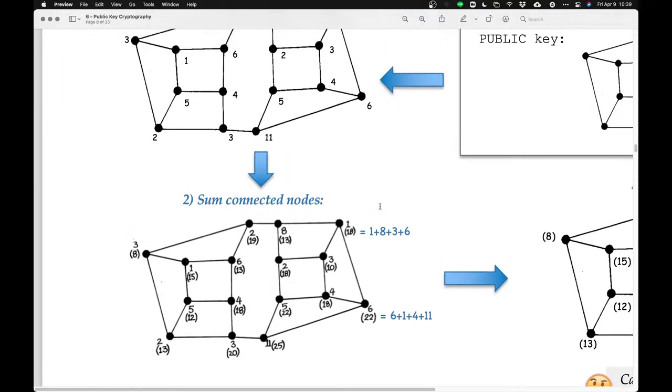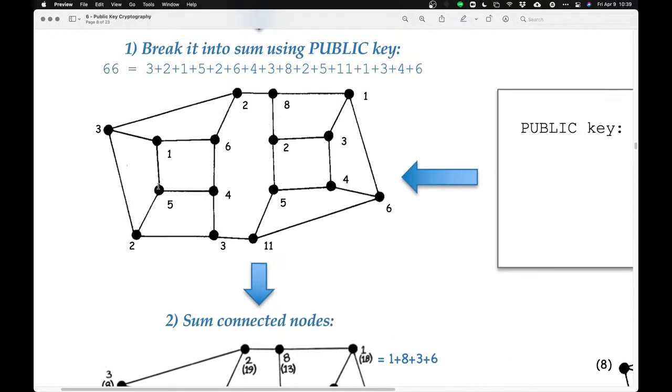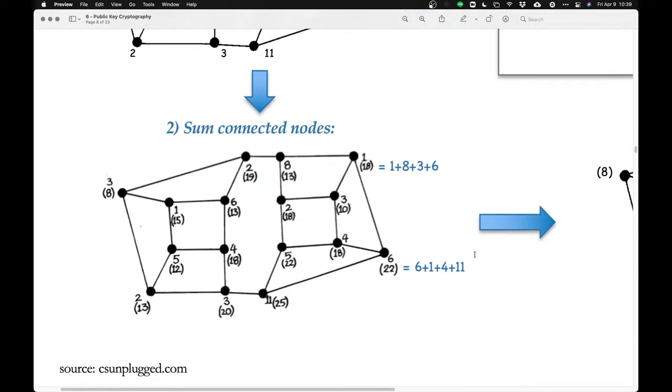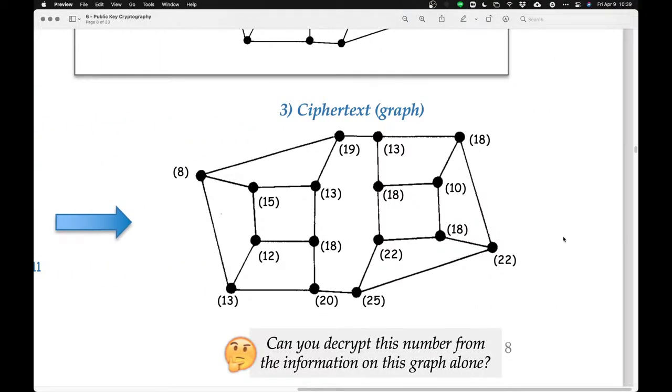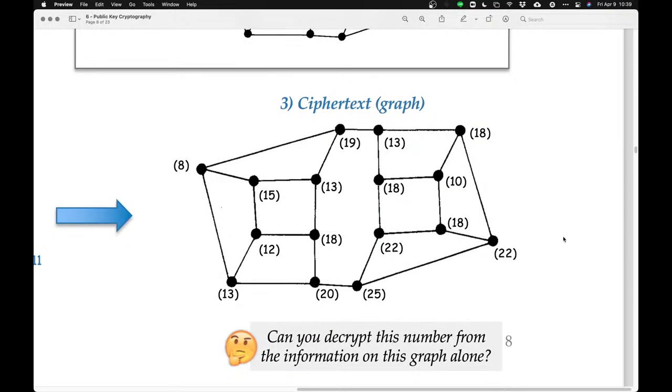Now you forget where you put the original numbers and just leave the sums at the nodes. Ta-da! That's your ciphertext, the encrypted number. The number 66 is encrypted into a graph form. So this is a graphical view of this encryption scheme. Let's look at the graphical view of the decryption scheme.